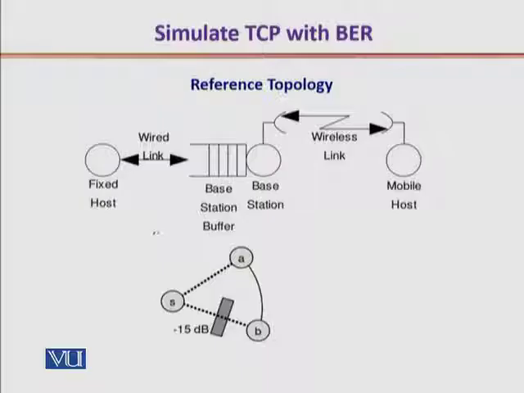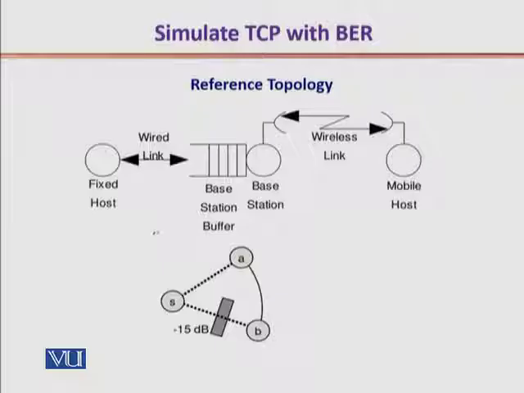TCP is an end-to-end protocol. So TCP has to take care of congestion and flow control issues end-to-end. But interestingly, when TCP was initially designed, it never took into consideration the behavior of wireless links because it was meant for wired links to begin with.